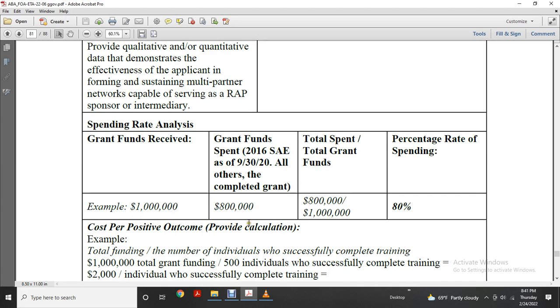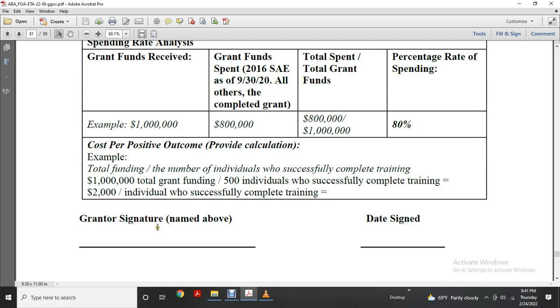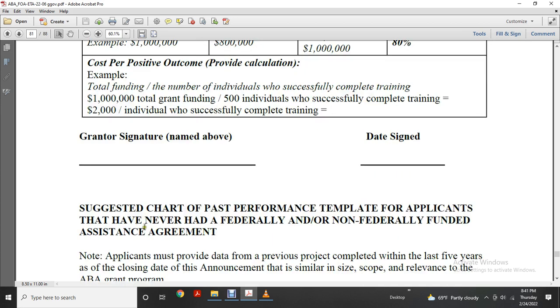Cost per positive outcome. Provide calculation example: the total funding divided by the number of individuals who successfully complete the training. $1 million total grant funding, 500 individuals successfully completing the training, $2,000 per individual successfully completing the training. Grantor signed and named above, with the date signed. Suggested chart with a past performance template for applicants that have never had a federally or non-federally funded assistance agreement.